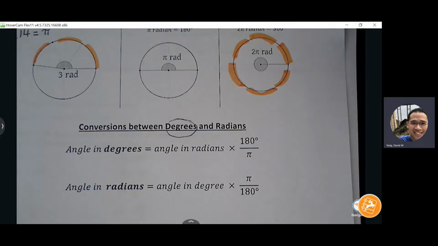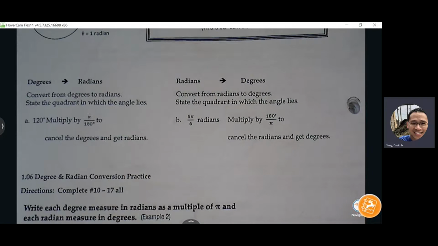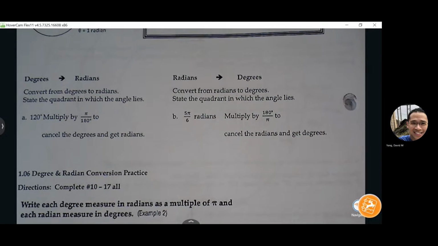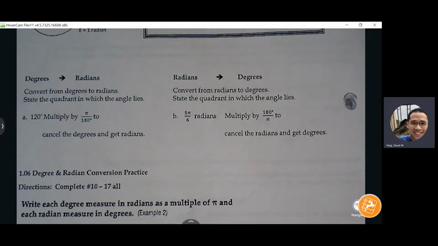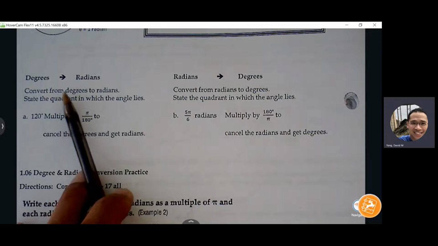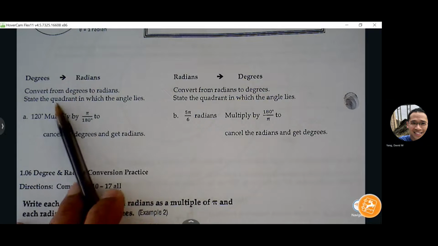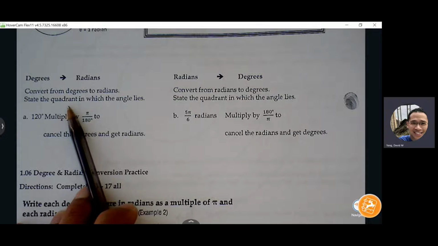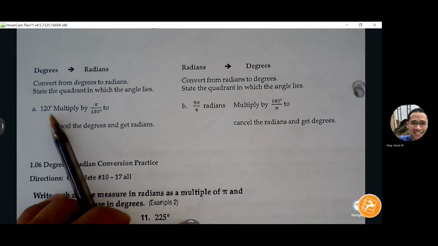Okay, so let's go back to the middle of page 17. Let me go through some examples, and then we'll practice a little bit with the problems below. So if I want to convert from degrees to radians, and we state the quadrant in which the angle lies.